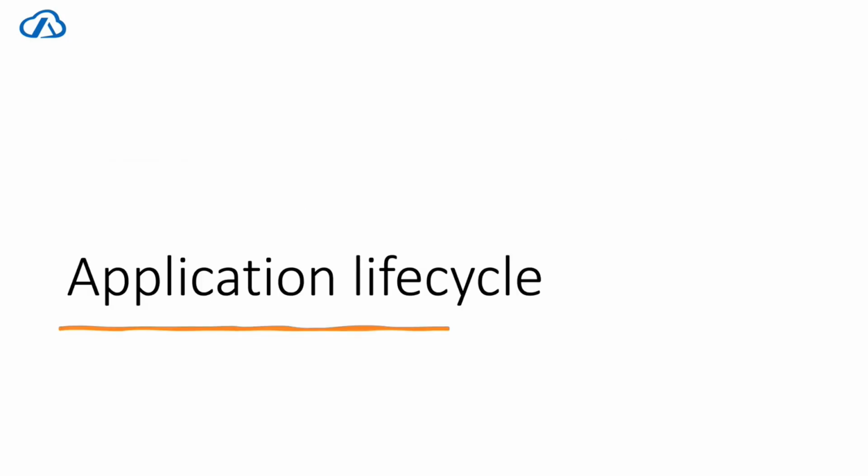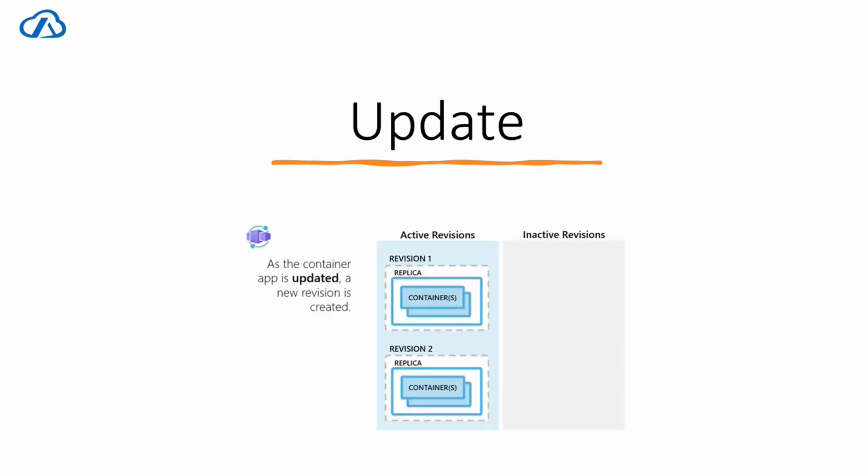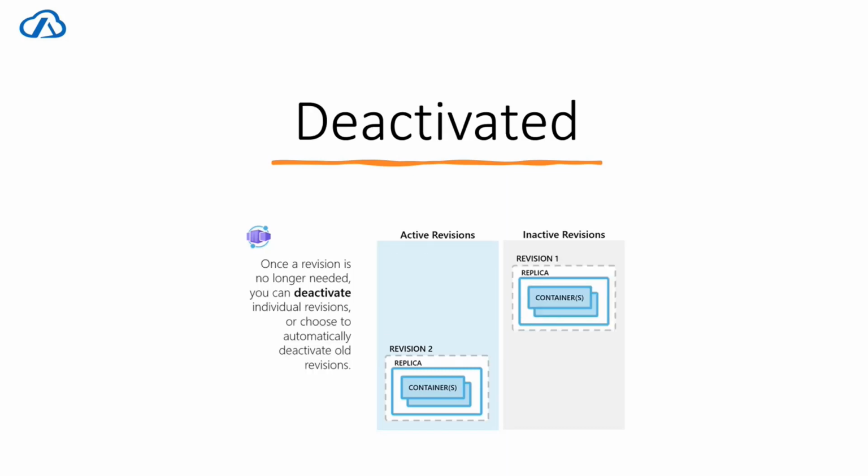Now let's talk about application lifecycle. So deployment, like I said, the first time a new deployment happens, that's when the first revision will get created. Then whenever there's an update, let's say container image version 1 is updating to image version 2, that's when revision 2 will get created. At that time, you can have two different revisions in an active state. Once you make revision 2 the primary one, revision 1 will become inactive, and revision 2 becomes the primary active version, right? That's how you can imagine the application lifecycle in container apps.